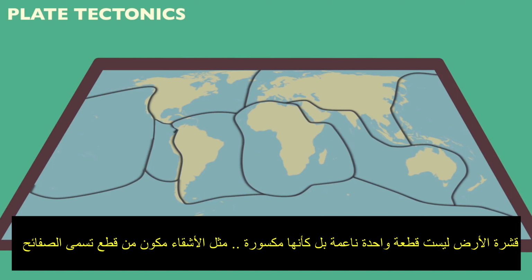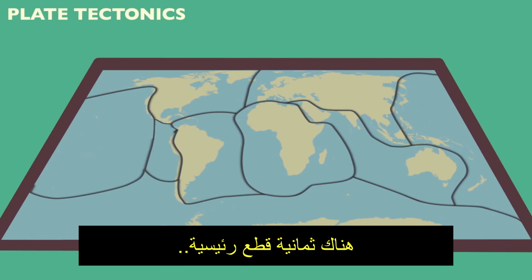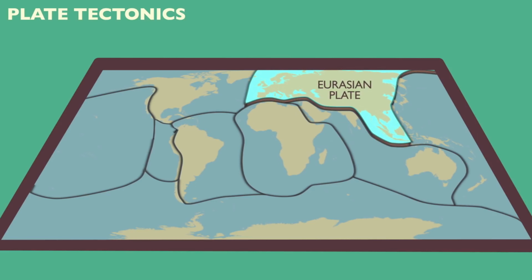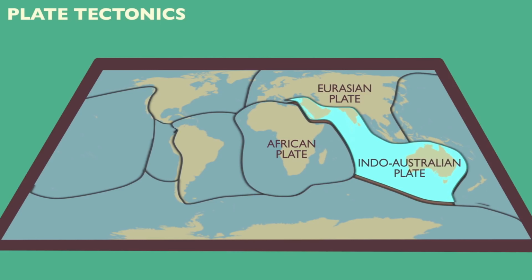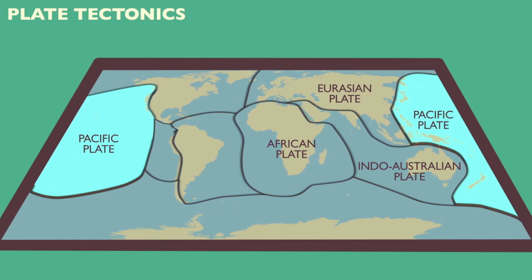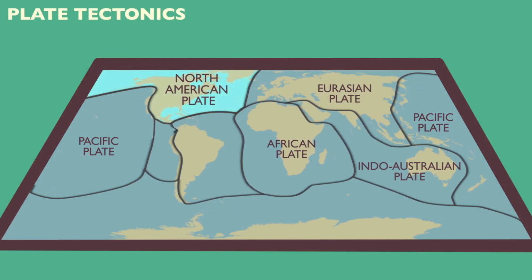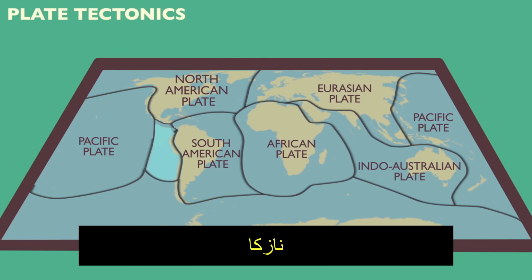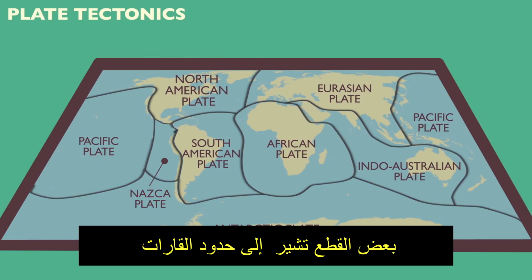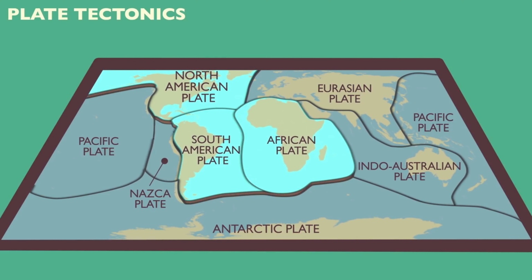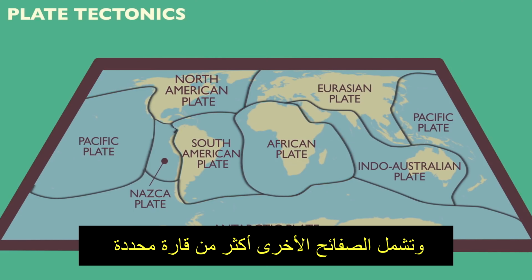The Earth's crust is not one smooth, unbroken covering. Rather, it is made up of different sections called plates. There are 8 major plates: the Eurasian, African, Indo-Australian, Pacific, North American, South American, Nazca, and Antarctic. Some plates mark the boundaries of continents. Other plates include more than one politically defined continent.